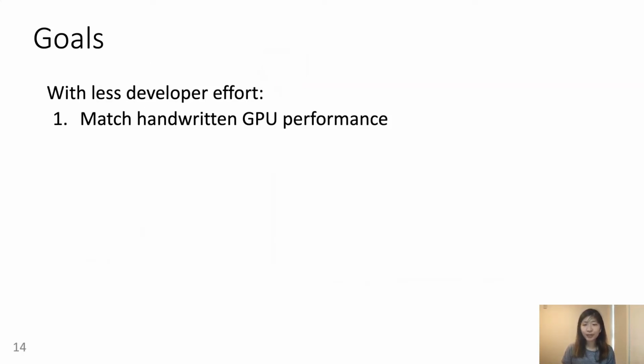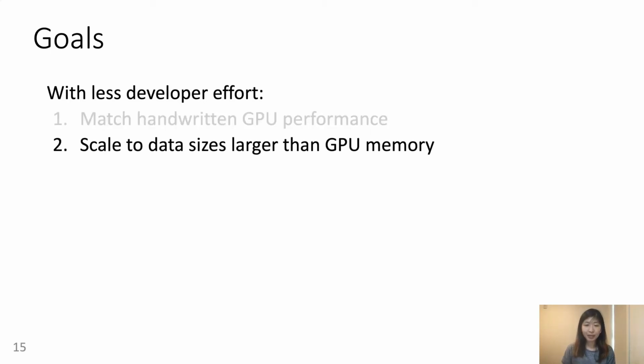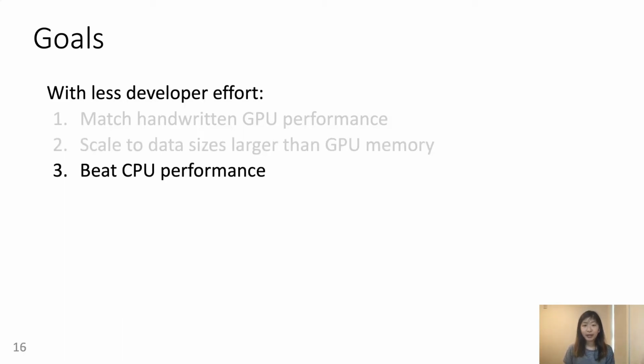Our goals for Offload Annotations are derived from our motivating example. With less developer effort, we'd like to at least match the performance of handwritten implementations using GPU libraries as a drop-in replacement. We'd like to automatically split and page data to scale to data sizes that normally cause the GPU to run out of memory. And we'd like to beat the performance of the original workload written for the CPU.